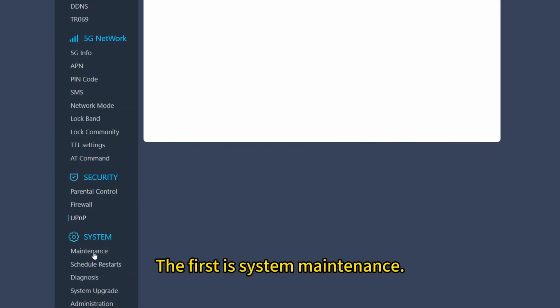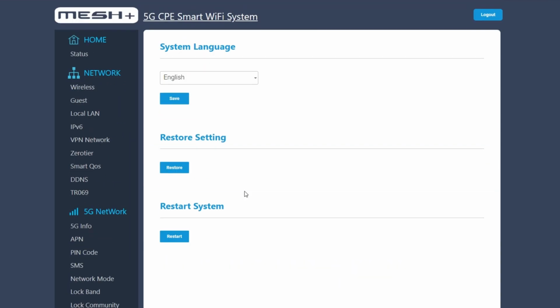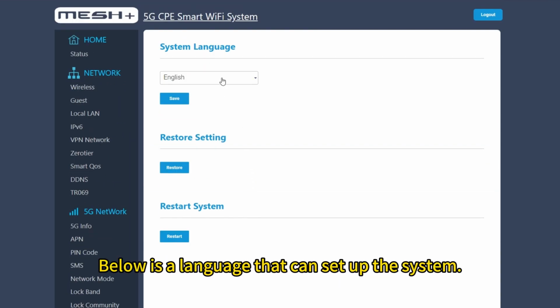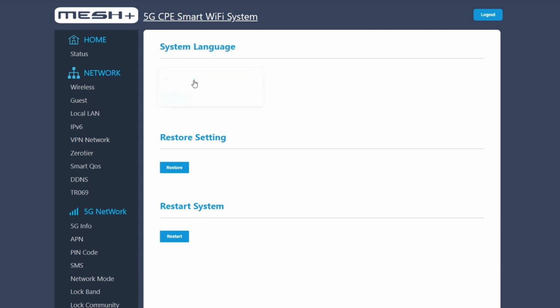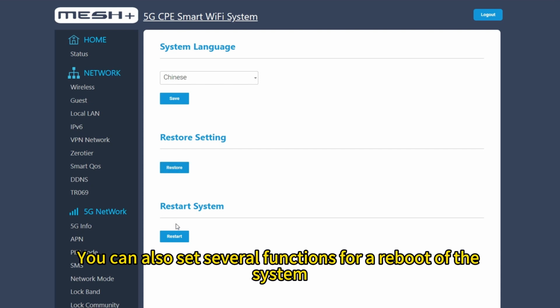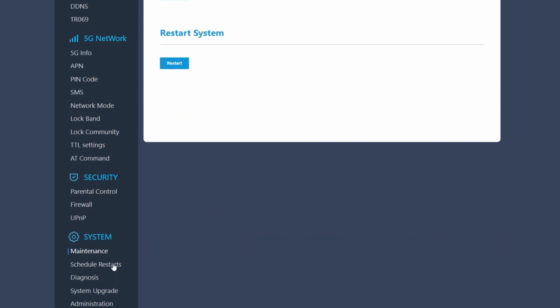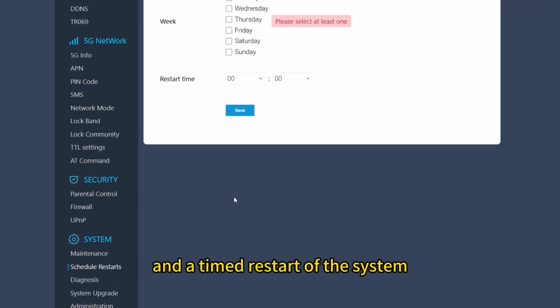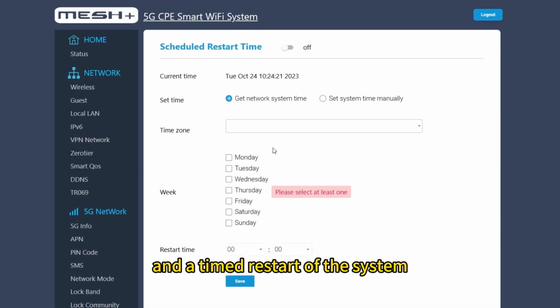The first is system maintenance. Below is a language that can set up the system. You can also set up a recovery of that system to factory settings. You can also set several functions for a reboot of the system and a timed restart of the system.